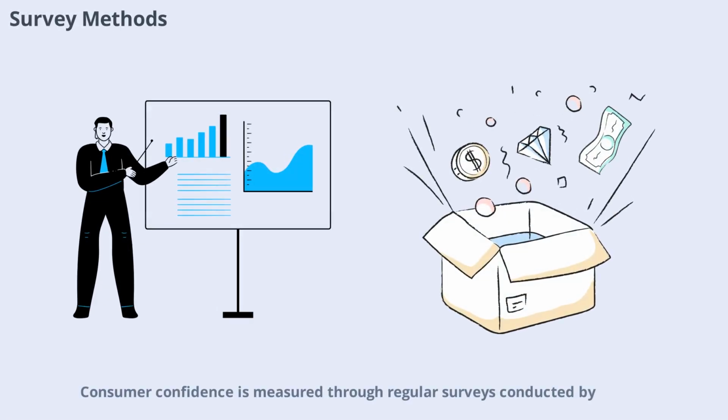Consumer confidence is measured through regular surveys conducted by organizations like the Conference Board and the University of Michigan. These surveys ask people about their current financial situation, their expectations for the future, and their willingness to make big purchases. The results are compiled into an index that tracks changes over time. If the index drops sharply, it's a warning sign that consumers are worried about the economy. This data is widely used by economists, investors, and policymakers to gauge the health of the economy.